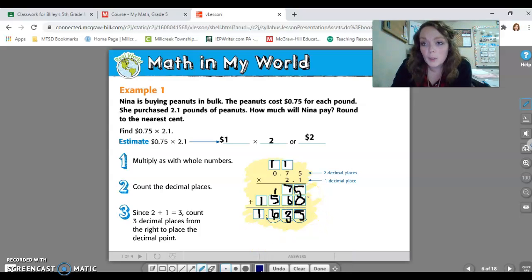So we're going to look back at the equation that was given to us, and we are going to count. We're going to find the decimal, and we're going to count how many times it takes us to get to the end of our number. So I have 1, 2 decimal places.